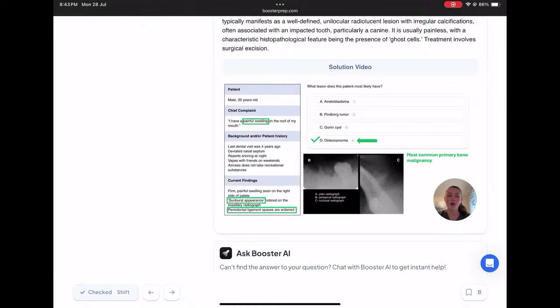Now let's go ahead and talk about how our other clues that we were given were important. So I said that this is a painful swelling, and that was important. And the fact is that pain is actually usually the initial complaint for someone who has osteosarcoma.